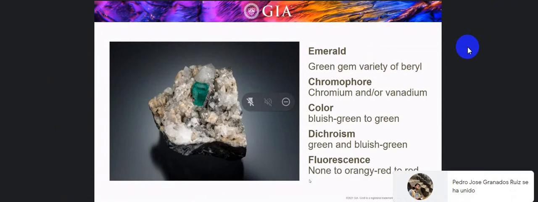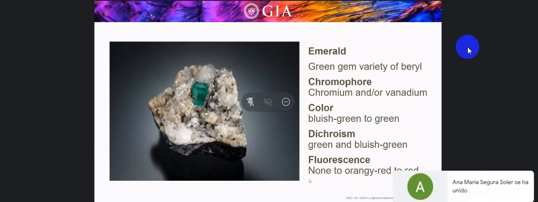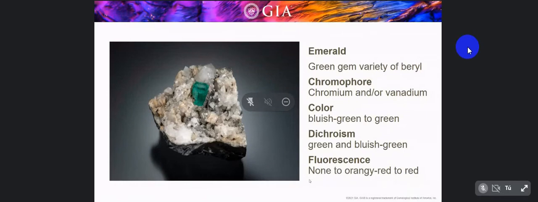So, of course, emerald is the green gem variety of the mineral beryl. Beryl on its own is colorless, right? So when it has some chromium or vanadium in there, we get the green color that we are familiar with in emerald. Emerald is also hexagonal. So beryl is hexagonal, and that means emerald is a uniaxial mineral. That means if you look at it along different directions, you might see a different color. It has pronounced dichroism in many cases, from green to bluish green.